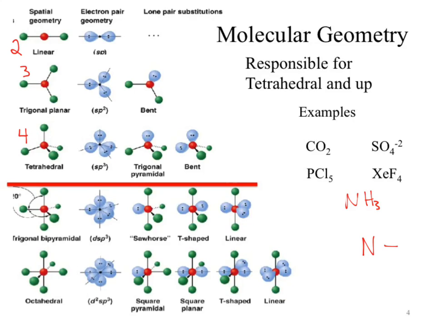Nitrogen, hydrogen, hydrogen, hydrogen, non-bonding pair. Draw in our box around our nitrogen. How many regions of electron density are around the nitrogen? 4, which means the shape is tetrahedral. Okay, so our electron geometry, EG, is tetrahedral.